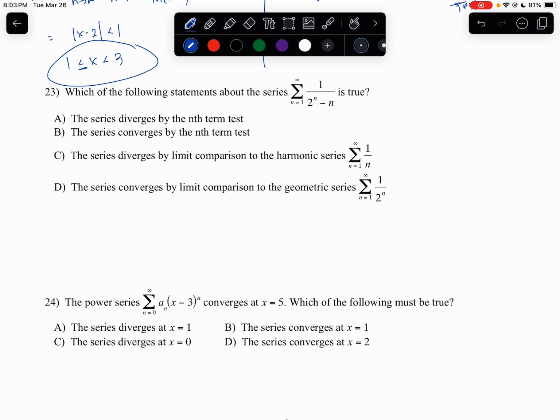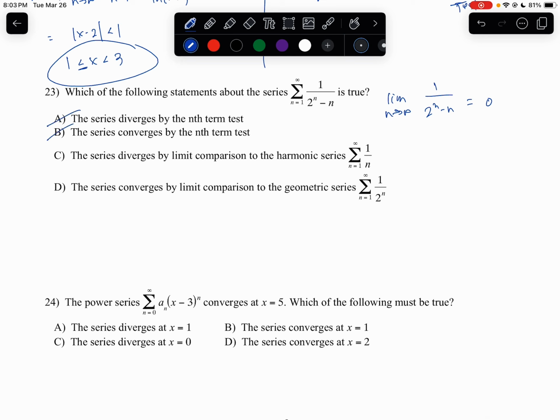Which of the following statements about the series is true? The series diverges by the nth term test. So by the nth term test, the limit as n approaches infinity of 1 over 2^n minus n is going to be equal to 0. That does not prove convergence or divergence. So we can knock both of those out right there.